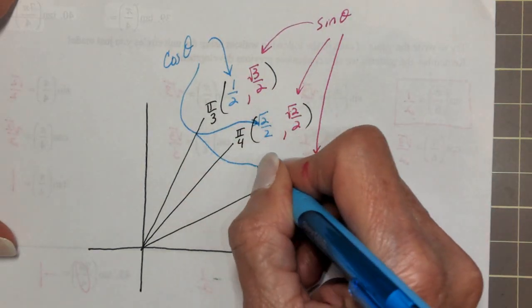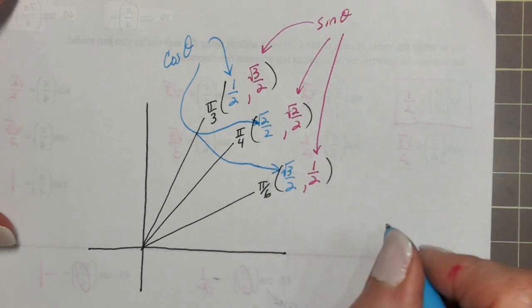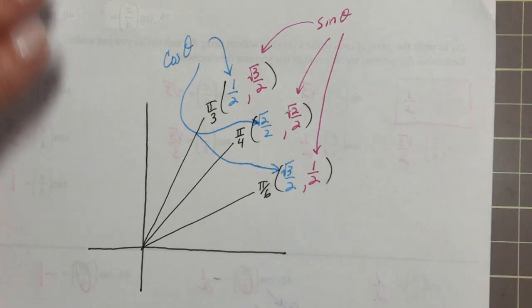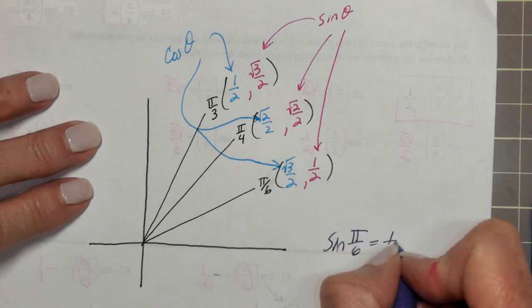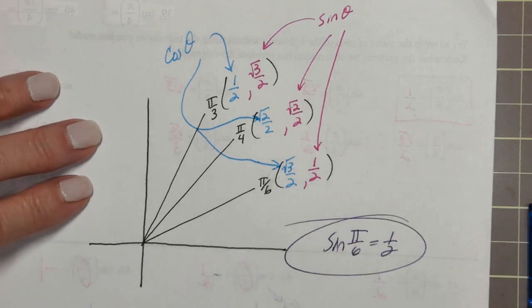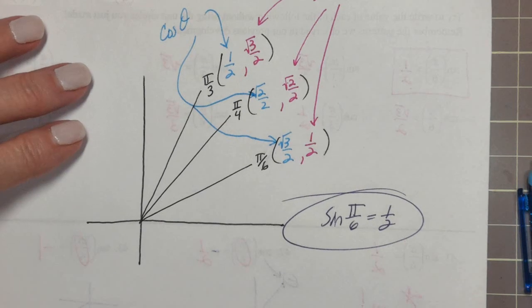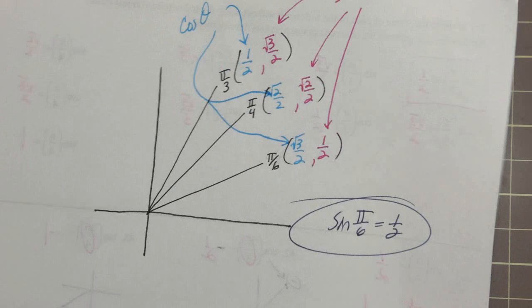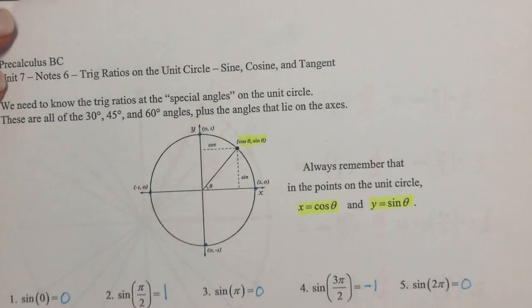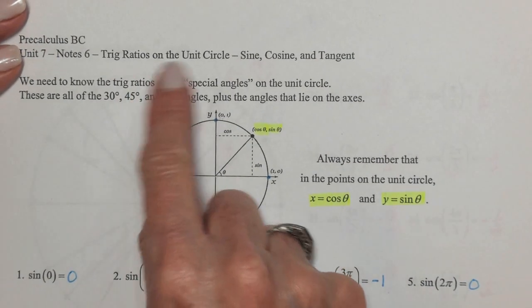But honestly, I don't do it like that. I don't memorize those. Like I said before, I do sine of pi over 6, and I know that's 1/2. If I know that's 1/2, I can get to the other ones. Alrighty? So that's it. That was our trig ratios on the unit circle.